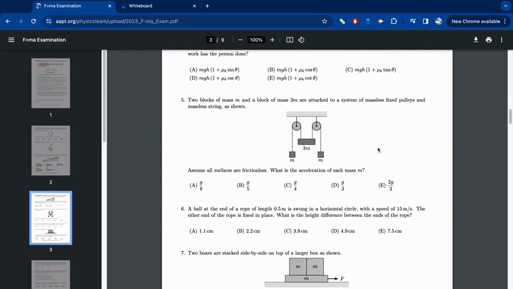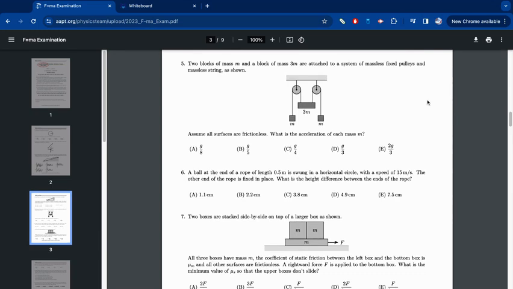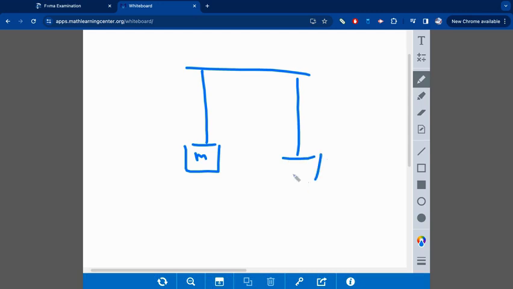Problem number 5. 2 blocks of mass m and a block of mass 3m are attached to a system of massless fixed pulleys, and massless string is shown. I want to find the acceleration of each mass m. So it's actually a pretty simple problem because we just have to write out the equations for the acceleration of each of these blocks.